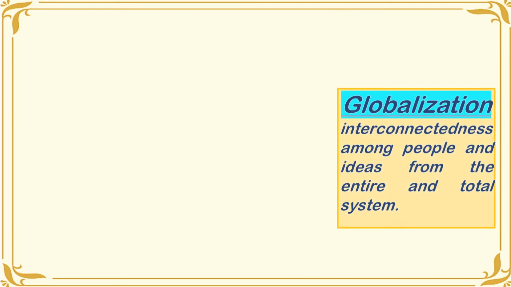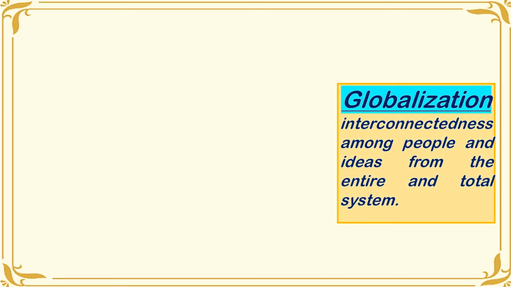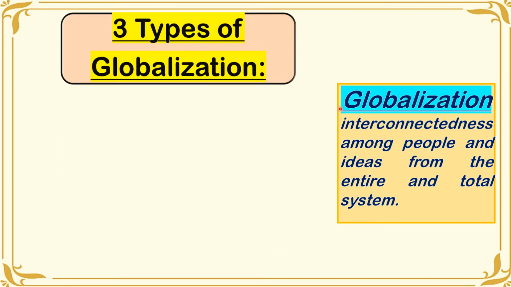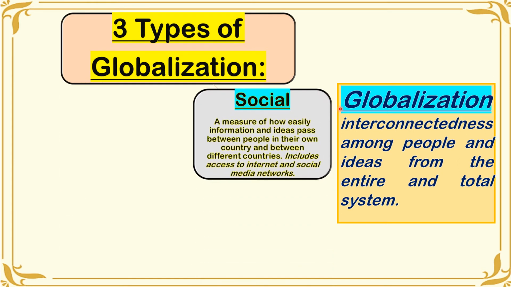Now, class, let us discuss globalization. So what is globalization? It is interconnectedness among what? Among people, their ideas, from the entire and total system. Now, there are three types of globalization. So the first one is social.